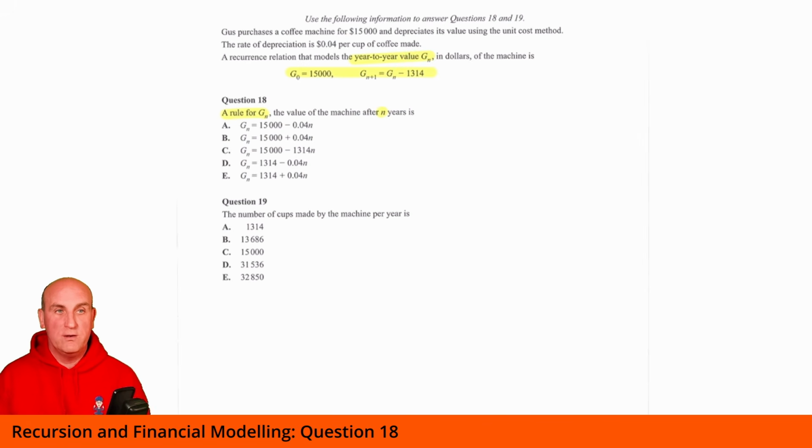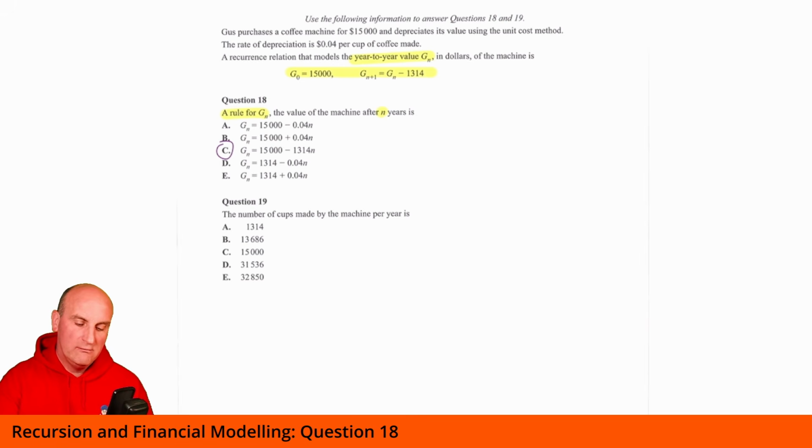So that's what I'm going to multiply by n. And so in which case, because we know that it's got to be V0 minus my depreciation times n, I'm going to go for C as my correct answer there, because basically it's just going to depreciate by 1314 every single year.